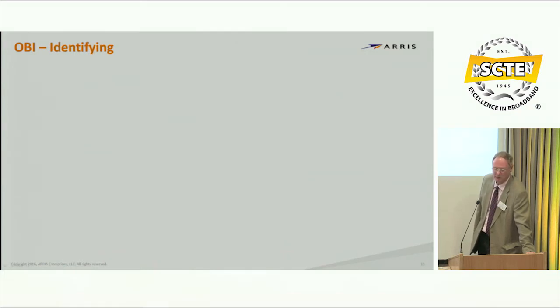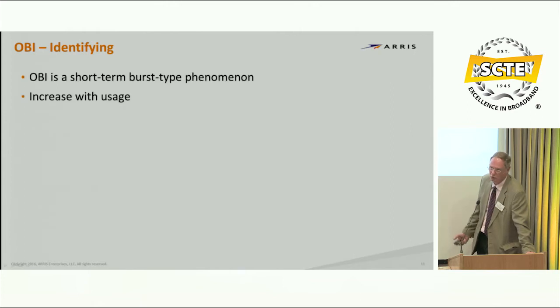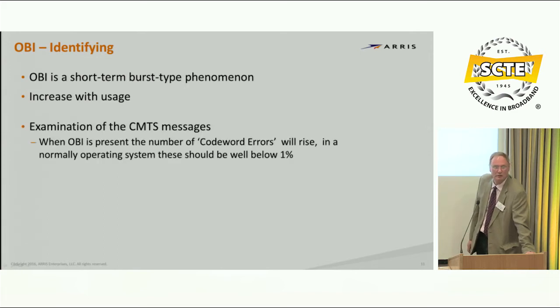But identifying it, you think you have OBI, how do you find it? Well, it's a short-term burst phenomenon. Because RFoG ONUs are burst mode, OBI only occurs when 2 of them are transmitting, and the transmission durations for DOCSIS 3 are typically very short, so it only occurs for very, very brief durations, and it increases with usage. So the easiest way to find it is actually to look at the CMTS. If you look at your CMTS data, that will report the number of uncorrected packets, the number of code word errors or uncorrected code word errors you're seeing in your system. Now, in a normal operating system, the number of code word errors should be significantly less than 1%. Typically, it should be around 0.1% in a normal network. It should be a very, very low error count. So that's one way of finding it.